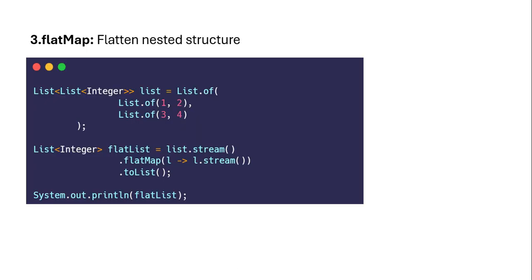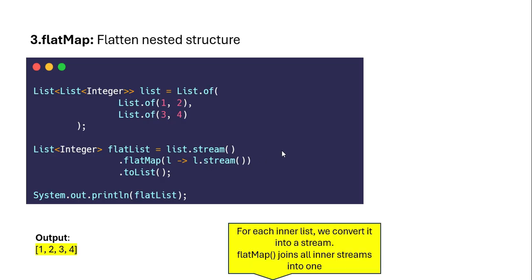So the third operation here is the flat map. It actually flattens the nested structure. Let's say you have a stream of elements and you want to flatten them. For example, here we have a list of lists of numbers and we just want a list of integers, not the nested list. So we can use a flat map. Within the flat map, we can specify an inner list. What happens is for each inner list, we convert it into a stream, and the flat map is going to join all the inner streams into one. So here we have 1, 2, 3, 4 in different lists, and the output we get is 1, 2, 3, and 4, which is flattened.